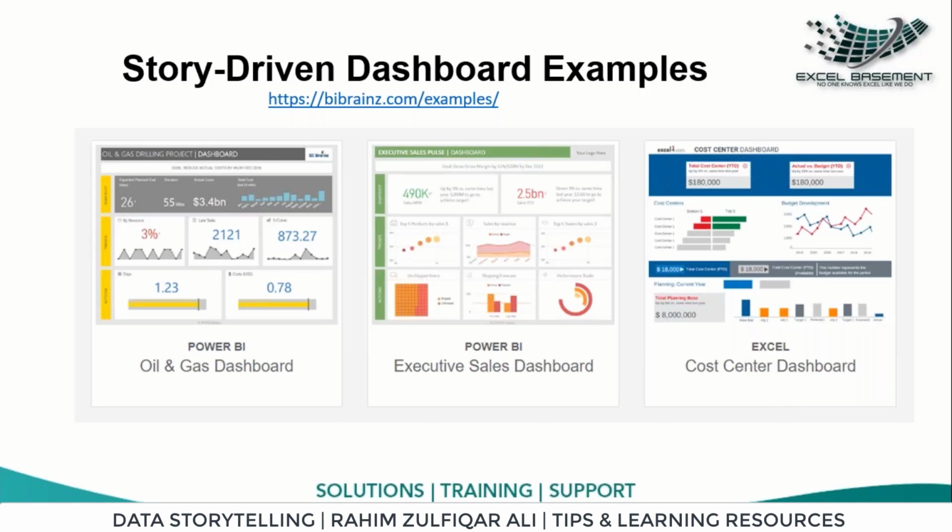So it's not necessary that data storytelling always works on Power BI or Excel. It can be any application. But there are some rules of story driven dashboards, and we need to understand them.